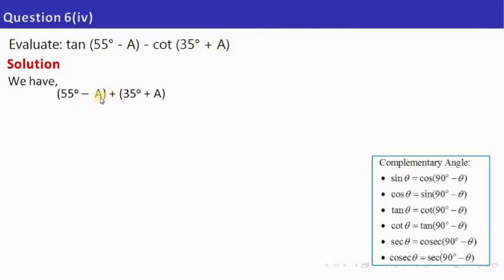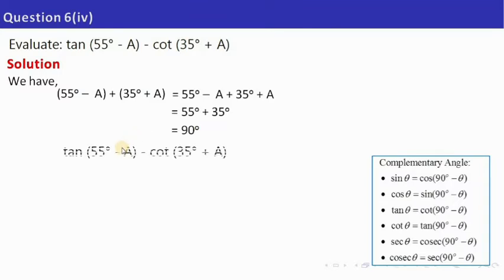Okay, so let us add. We have 55 degree minus a plus 35 degree plus a. Let us open the bracket. After opening the bracket, we get this one. Here clearly the minus a and plus a get cancelled. So what will be left? Only 55 plus 35 will be left. And what is 55 plus 35? It is 90 degrees, right? So the sum of this angle and this angle is turning out to be 90 degrees. That means this angle and this angle are complementary to each other.